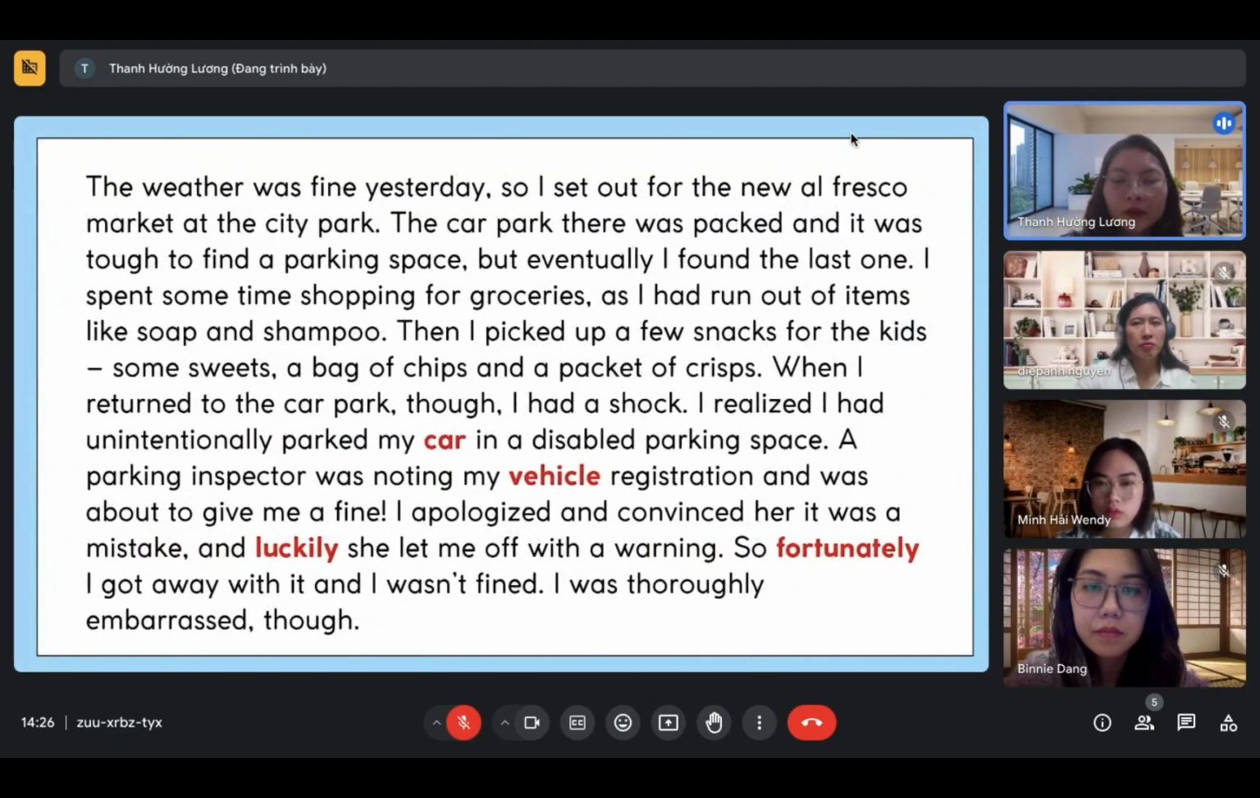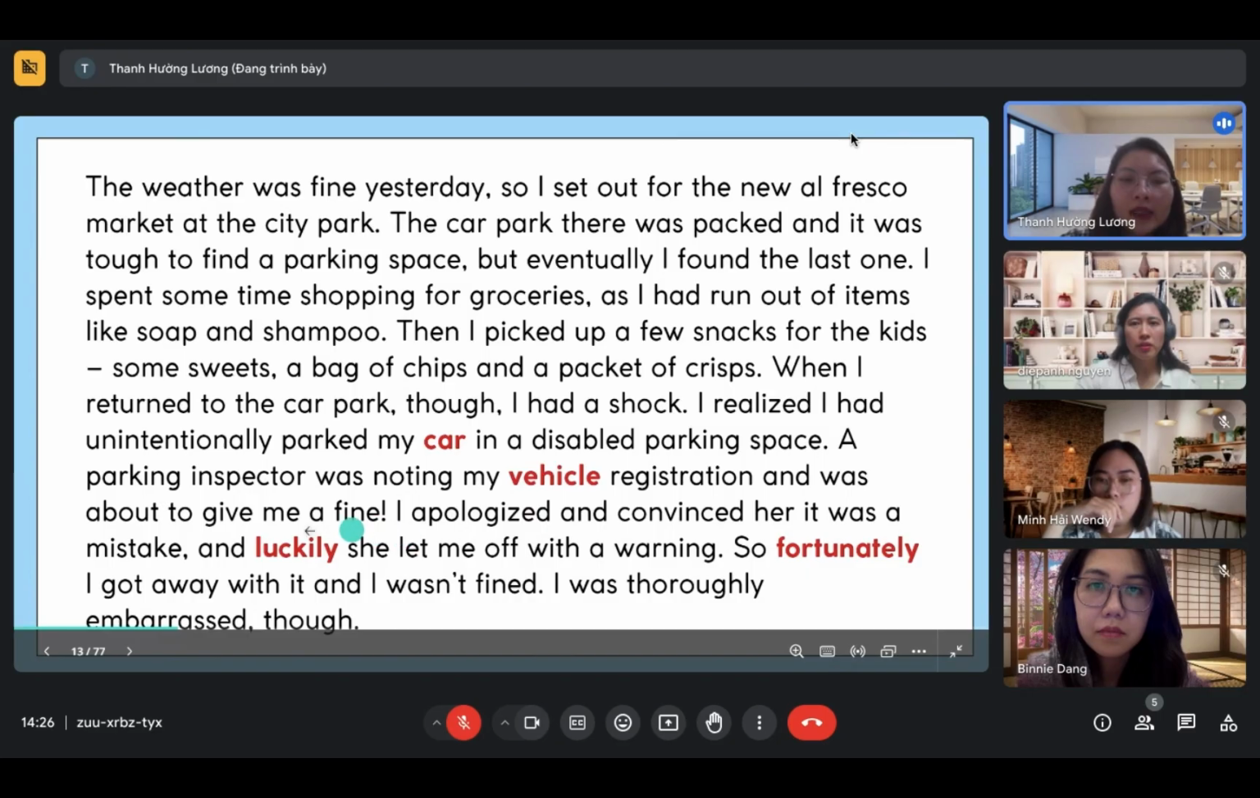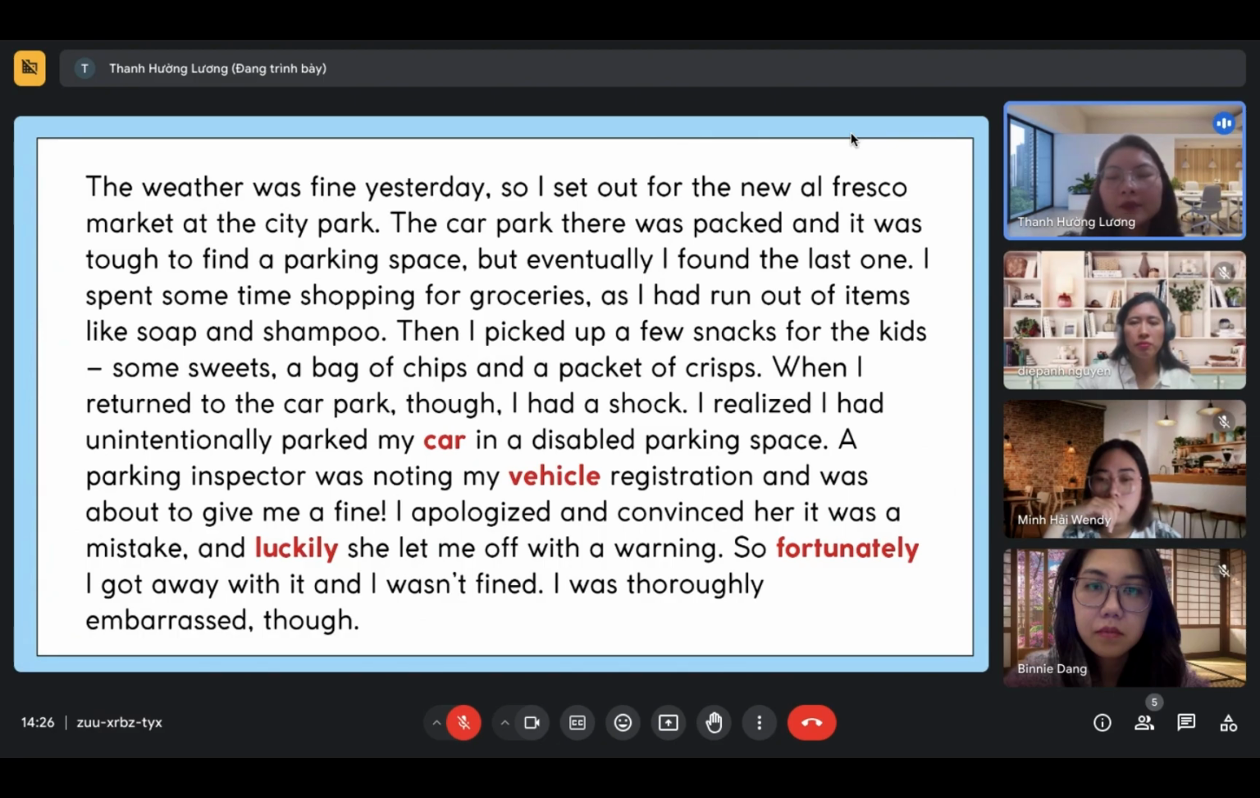And the next problem is words that have similar meaning. For example, the words car and vehicle show a similar meaning, or the words fortunately and luckily have the same meaning. So students may be easily mistaken.